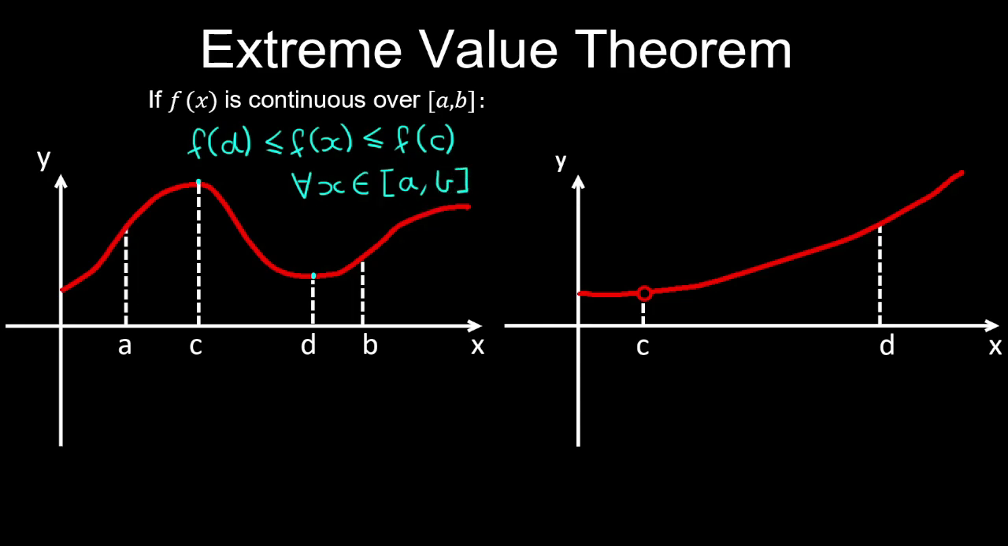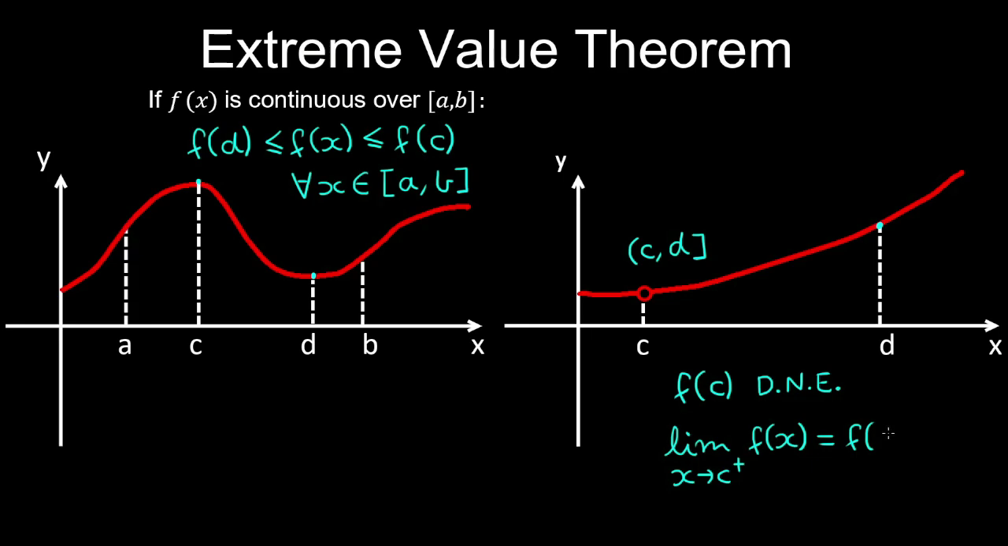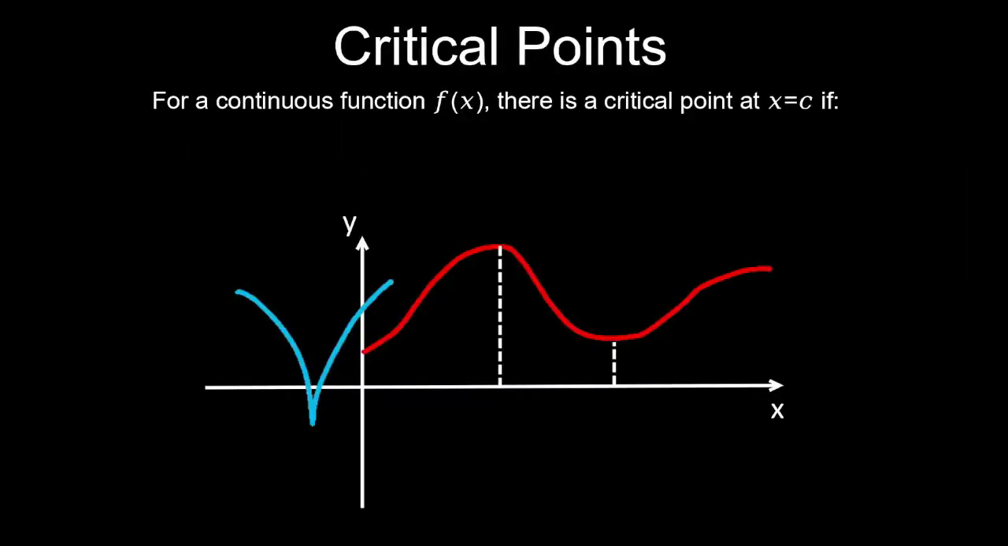Now if we look at this second example, the interval's open at c, so we can observe that the function has a maximum at d, but because f of c does not exist, and if we observe the limit of the function as x approaches c from the right, which evaluates to f of c, so in this case as x approaches c, the function approaches f of c, but never quite gets there. So there's no minimum.